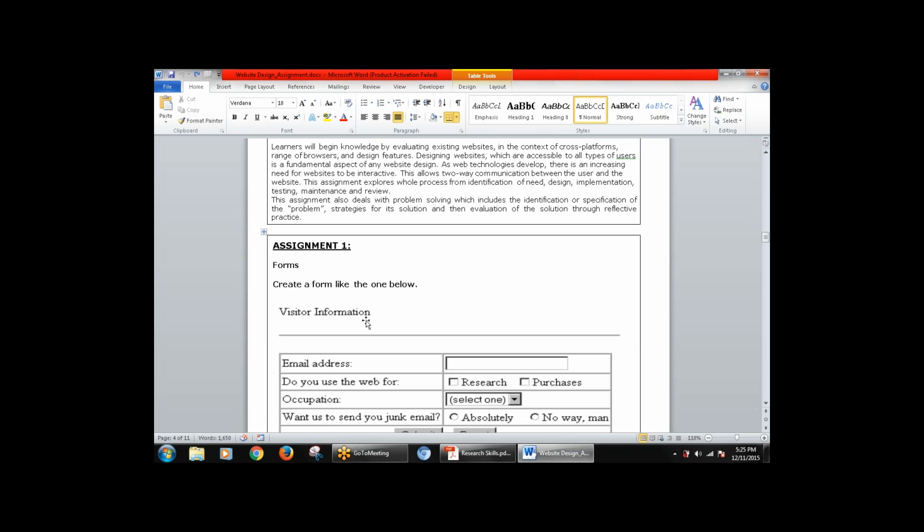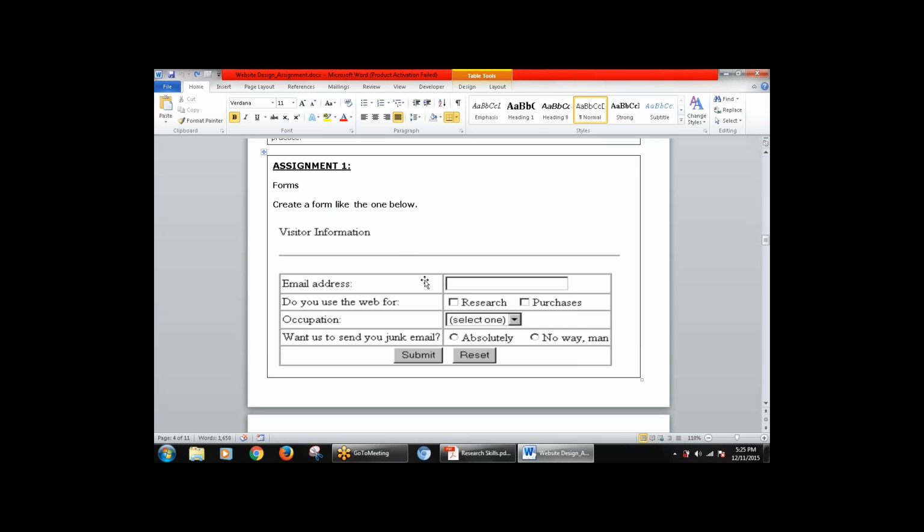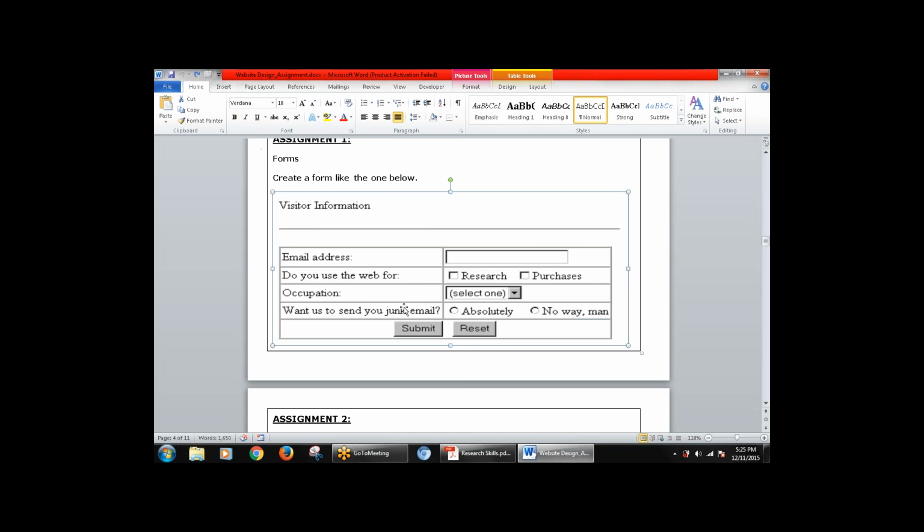Assignment number 1 is a form. In this you have to create a form that looks like the one shown. You have to use the form tag, input tags, radio buttons, and check boxes that are available. So you have to do the HTML coding for this form. It says create a form that looks like the one below. That contains visitor information.